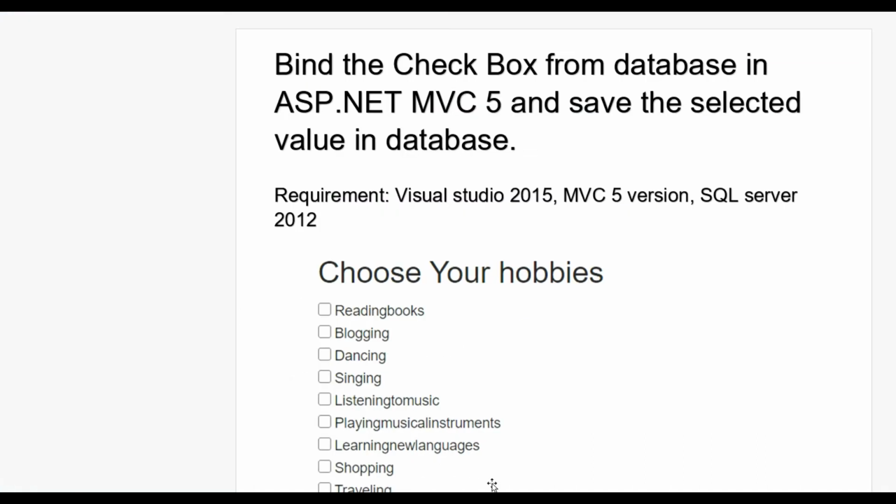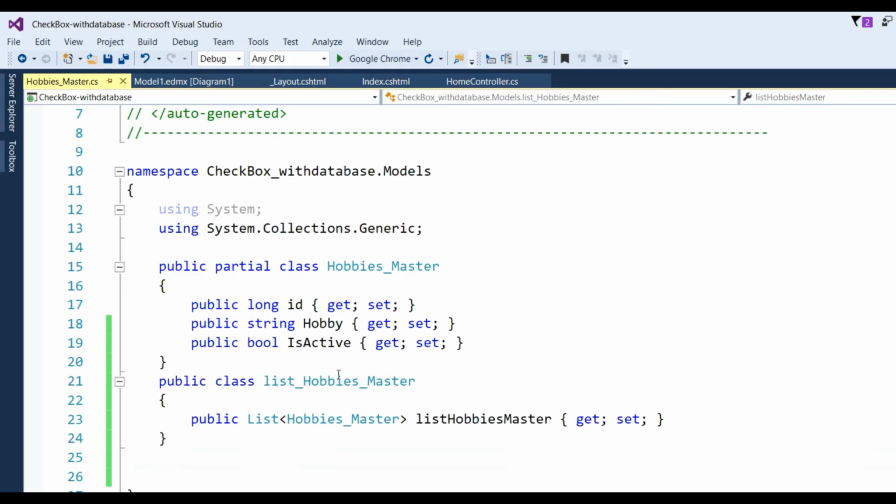Means if you selected, then you can choose either their value or their ID, and whether it is active or not, meaning checked or not. Now your class will be ready, like hobbies master and another class, list of hobby master, where the list of hobbies master will show the hobbies.